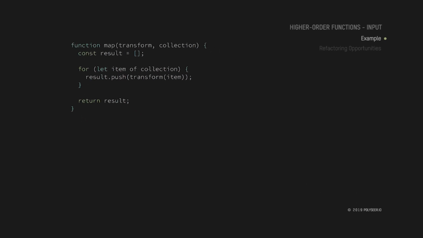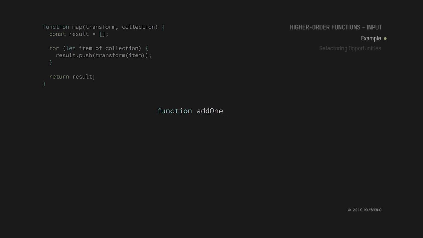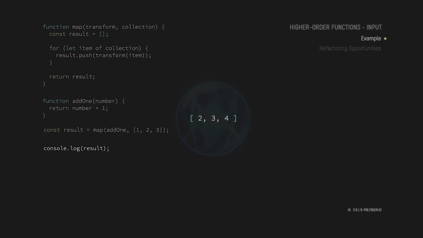So how would we use this? Well, we could, for example, have a function called add1 that simply adds 1 to some given number. We'll store that away to the side for a second. And then to call map, we can just pass it add1 and then give it some collection. In this case, just 1, 2, and 3. If we were to log the result variable, we would simply get 2, 3, and 4. But this is a good example of a function map where you're letting the client pass the transformation in.